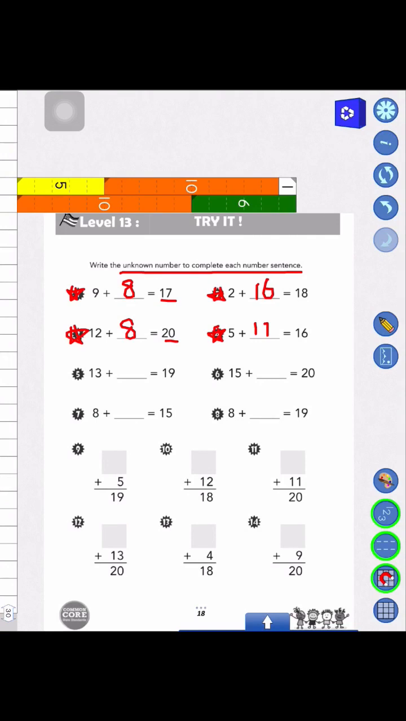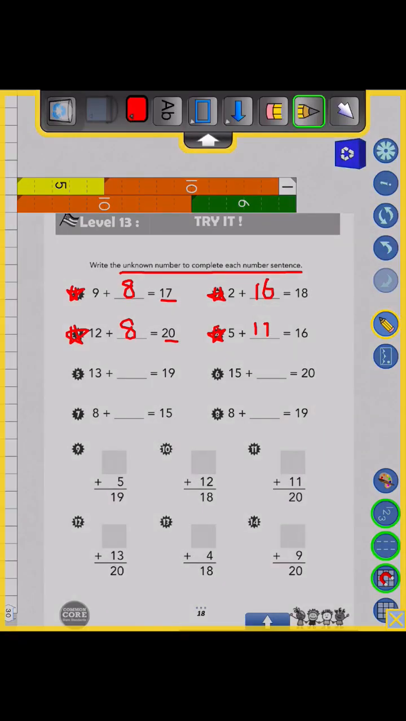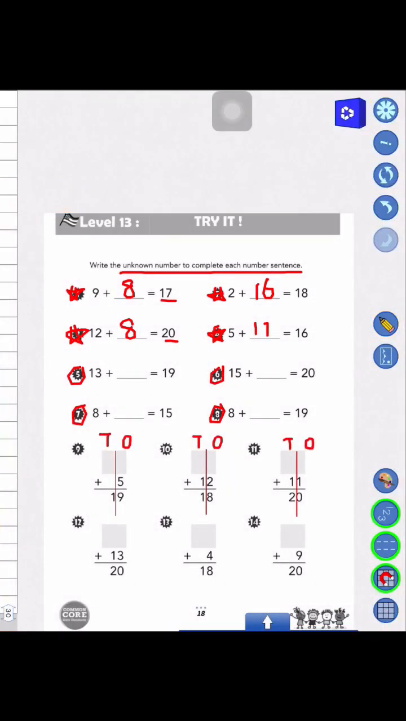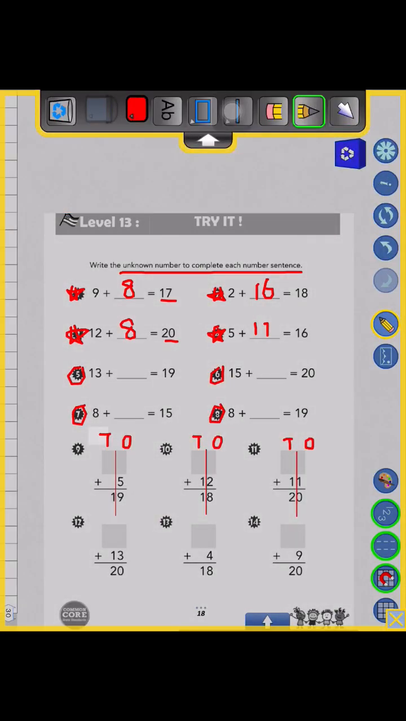Okay, so for question 5, question 6, question 7, and question 8, kids, you may try to do it by yourself. And then we take a look at question 9.